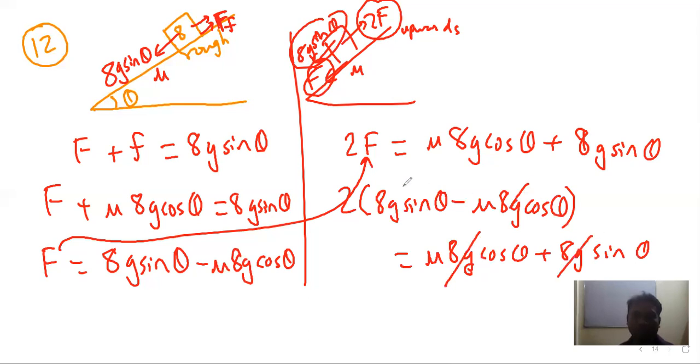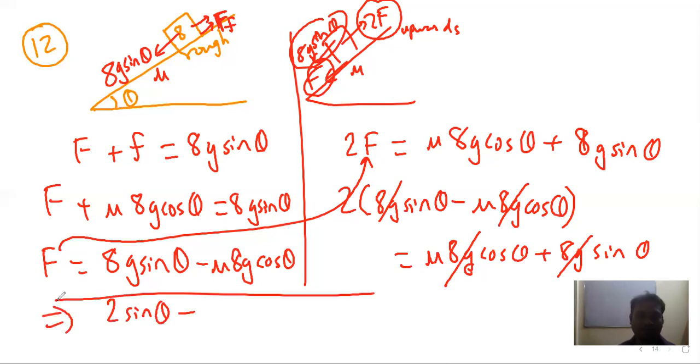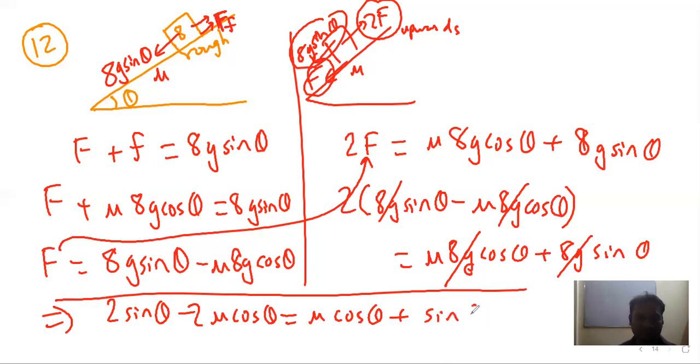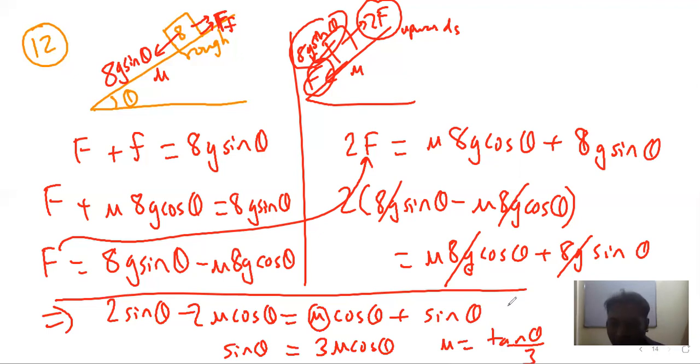If I take mg common and cancel, I will get 2 sin theta minus 2 mu cos theta equal to mu cos theta plus sin theta. We have to find the coefficient of friction, mu. So 3 mu cos theta is equal to sin theta, and mu comes out to be tan theta upon 3. So the correct answer to the 12th question is option A, 1 by 3 tan theta. That is how we solve the 12th question.